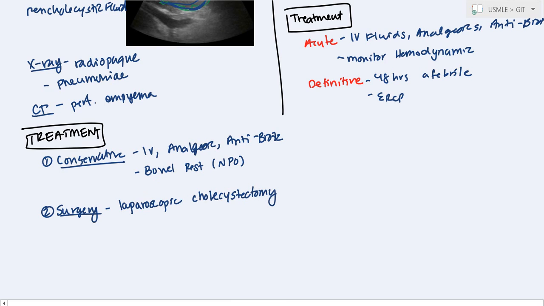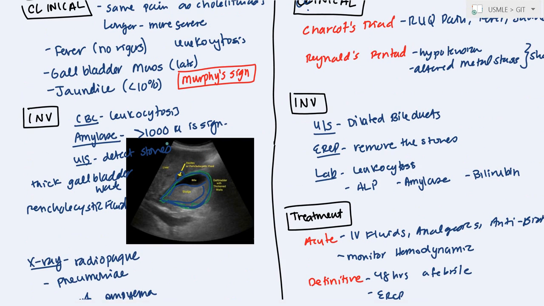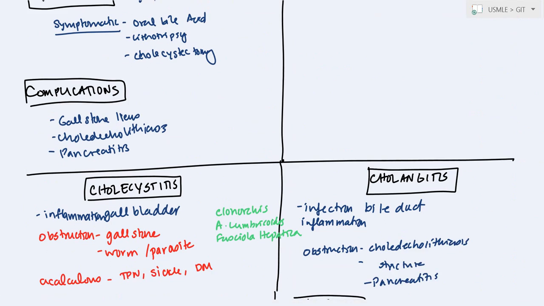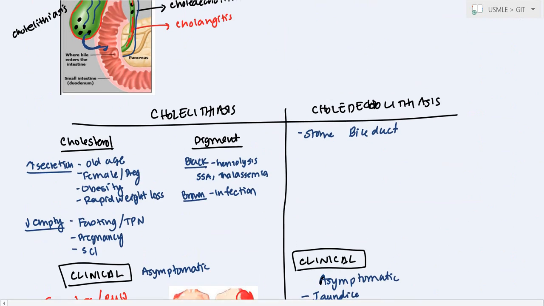And if you start laparoscopic cholecystectomy and there's a high amount of infection or inflammation, then you want to just go open as well. Okay, so that is just a quick overview of cholecystitis, cholangitis, and cholelithiasis and choledocholithiasis.